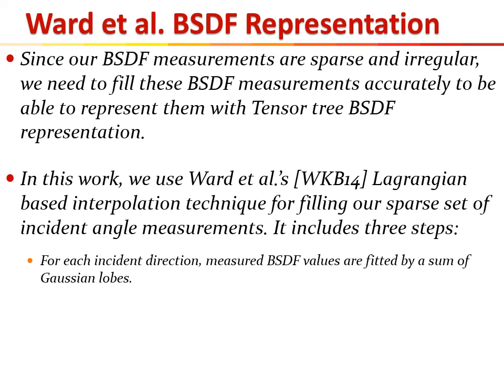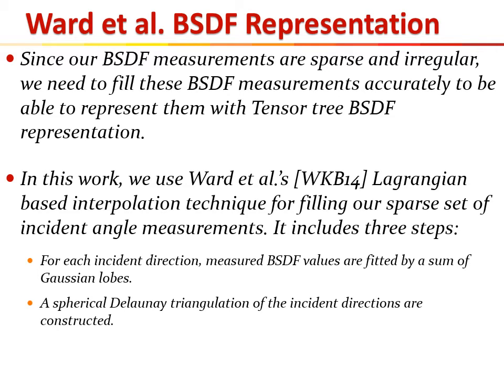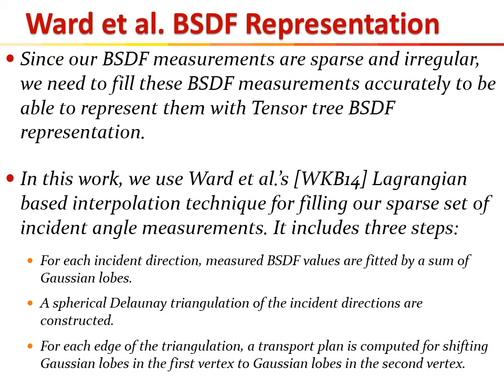Ward et al.'s method for reconstructing a complete BSDF from sparse irregular measurements proceeds in 3 stages. For each incident direction, measured BSDF values are fitted by a sum of Gaussian laws. Then a spherical Delaunay triangulation of the incident directions is constructed. Finally, for each edge of the triangulation, a transport plan is computed for shifting the Gaussian lobes in the first vertex to the Gaussian lobes in the second vertex.